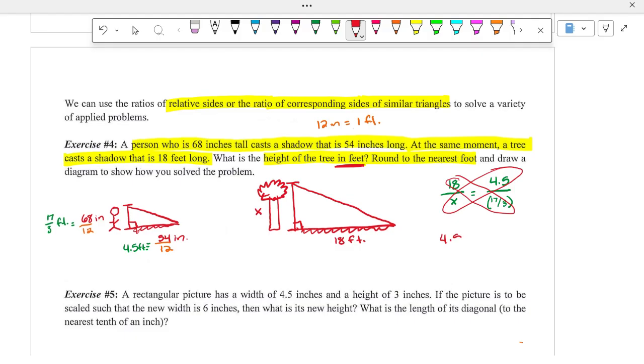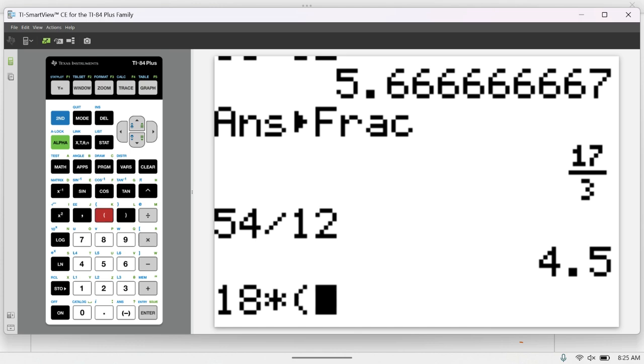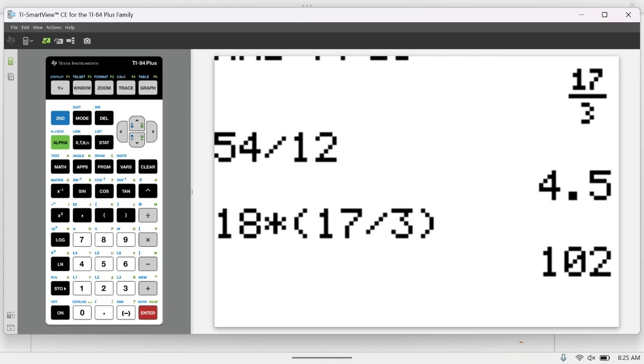So I have 4.5x is equal to 18 times 17 over 3. Let me let you in on a little secret. If you want to do that in your calculator in one shot, you're just going to end up dividing by 4.5. So let's do that. In my calculator, I'm going to do 18 times parentheses 17 divided by 3. Hit enter. I get 102. Then I'm going to divide it by 4.5.